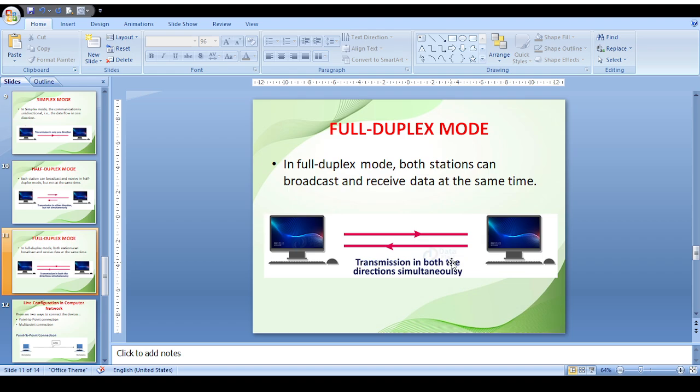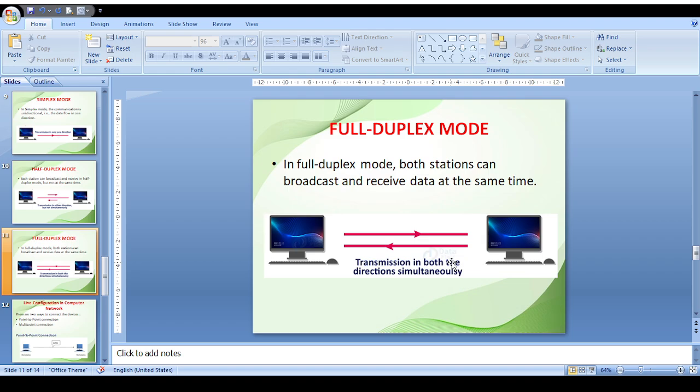Let me recall the first topic. In transmission mode, there are three categories: simplex mode, full duplex mode, and half duplex mode. Full duplex mode is where data transfer between two devices is bidirectional at the same time. Simplex mode is unidirectional: only the sender can send the data, and the receiver cannot send the data. And half duplex mode is bidirectional but not at the same time. A best example is the walkie-talkie.